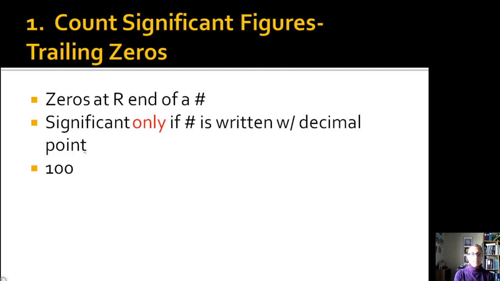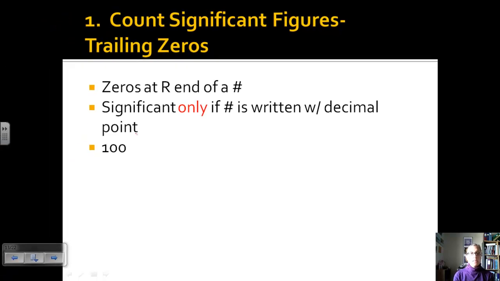Okay, so if we look at something like 100, these are trailing zeros. They're at the end, the right end of a number, but there is no decimal point. And so they would not count. Only this one would count, and so we would have 1 significant figure. So remember, this is indicating the measurement device and how significant the numbers are in the measurement device. So this is where we have differences.